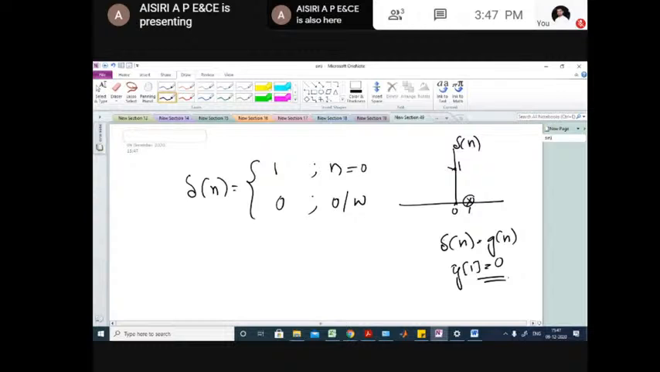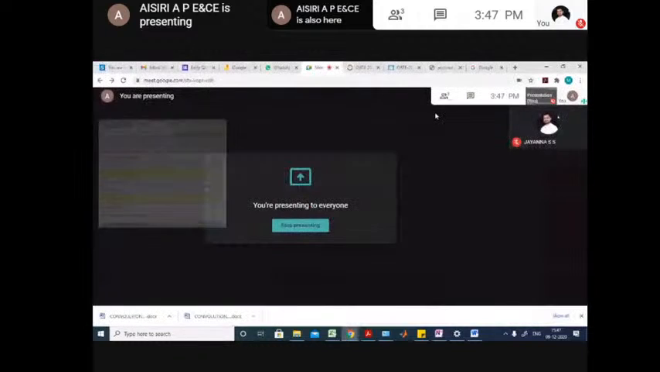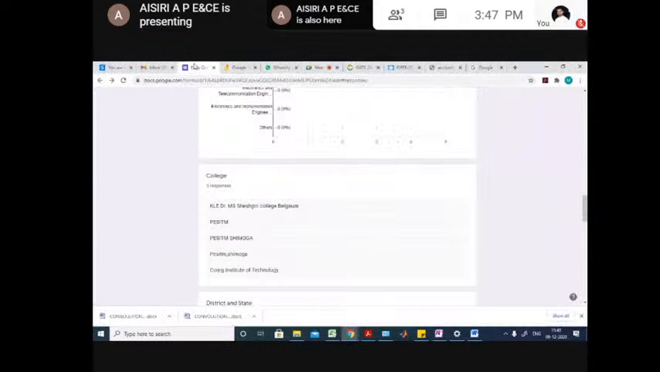So next we had the question: for the system 2 by s plus 1, the approximate time taken for a step response to reach 98% of the final value is option A 1 second, option B 2 seconds, option C 4 seconds, and option D 8 seconds.